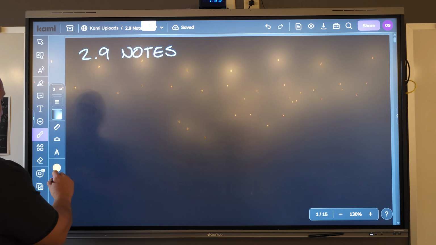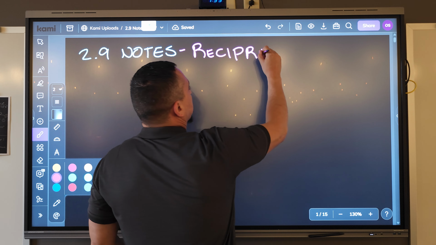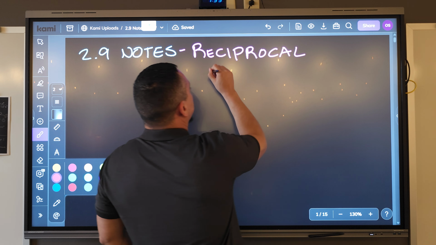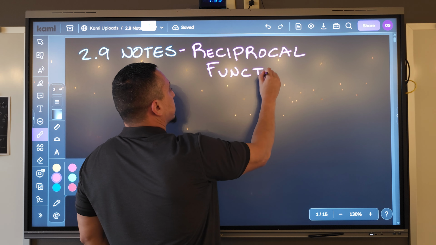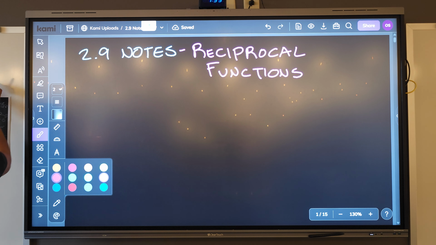Okay, 2.9 notes, reciprocal functions. They're not hard. The name sounds hard, but they're not hard.